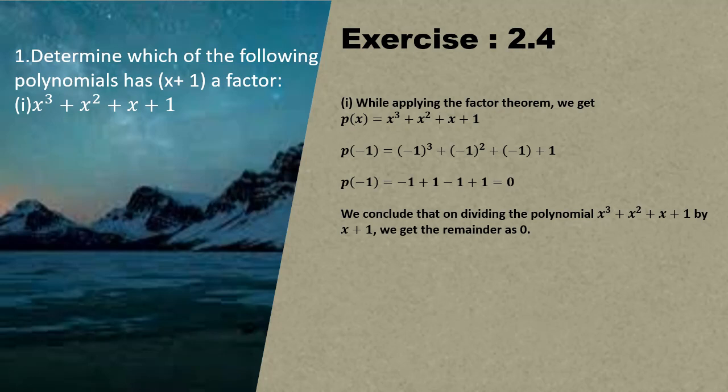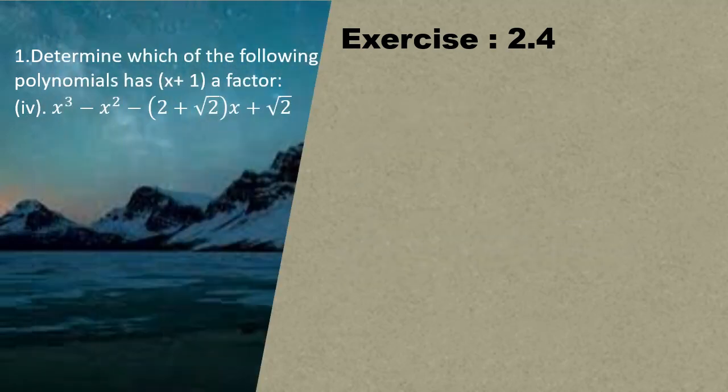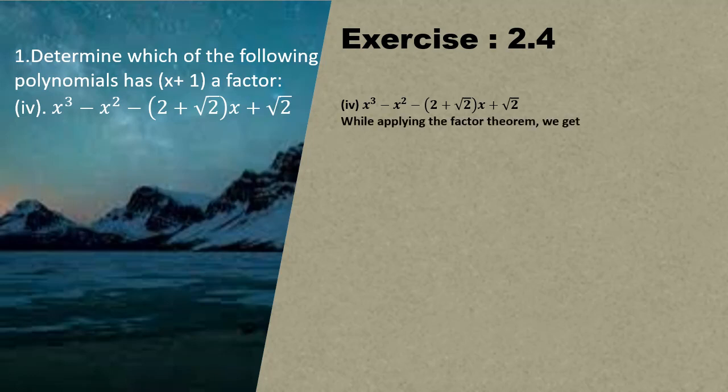Therefore, x plus 1 is a factor of p of x. Now proceed for the next question. In exercise 2.4, determine which of the following polynomials has x plus 1 as a factor. Here p of x is x cube minus x square minus (2 plus root 2) x plus root 2. While applying the factor theorem, we get p of x, the same copy as it is.